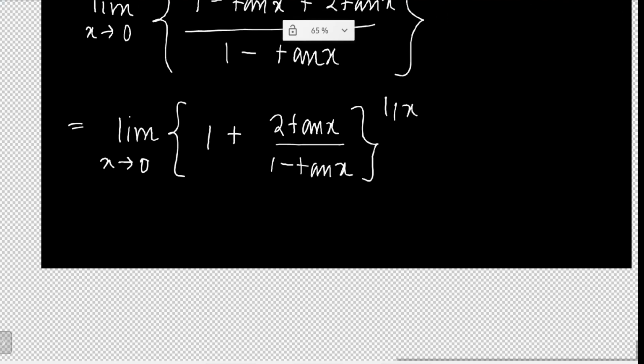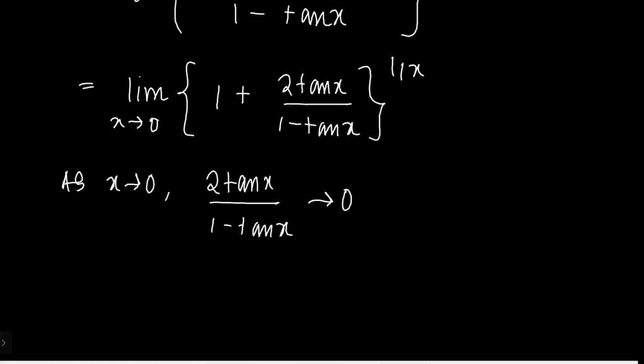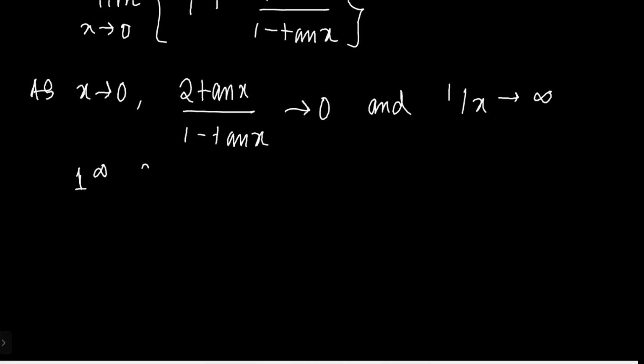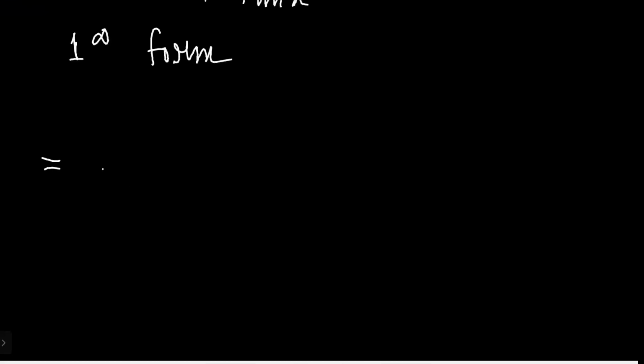Now if you look carefully, as x is tending to 0, here 2 tan x by 1 minus tan x is tending to 0, and in the power we have 1 by x. 1 by x is tending towards infinity. So it is a 1 to the power infinity form. So when it is 1 to the power infinity, we write e to the power limit x tends to 0 of (f(x) minus 1) into g(x).